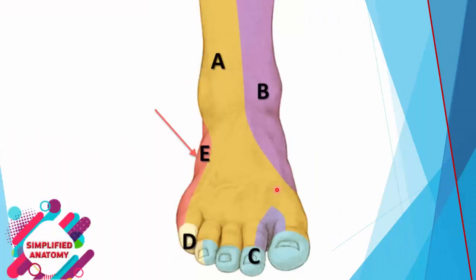What about the dorsum of the foot? This area is supplied by the saphenous nerve. This area, number A, is supplied by the superficial peroneal nerve. This area, number E, is supplied by the sural nerve. And this area between the big and second toe is supplied by the deep peroneal nerve.